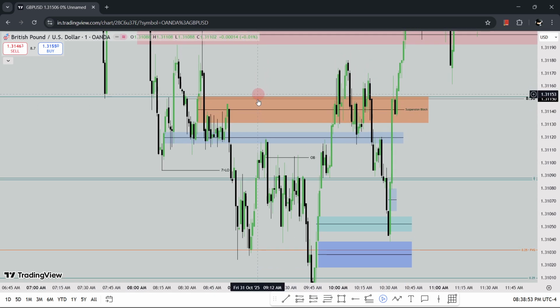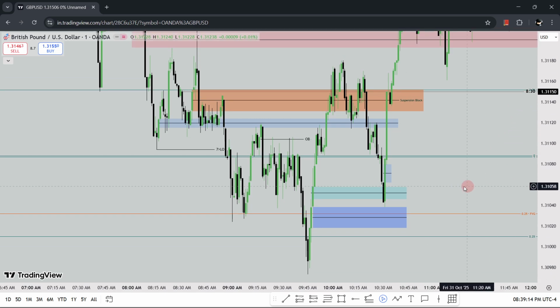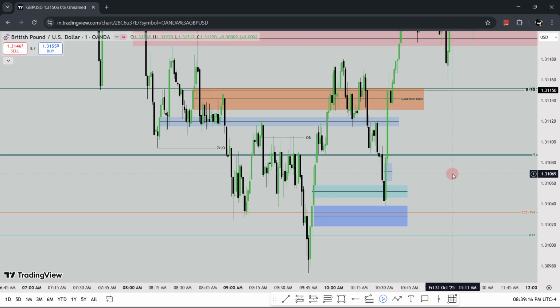So after creating that structure shift in 5 minutes, the market went all the way up to this particular fair value gap that I mentioned and marked. I can promise you I have marked nothing after the market. These are all the things that I used to do while on live market. Nothing extra.